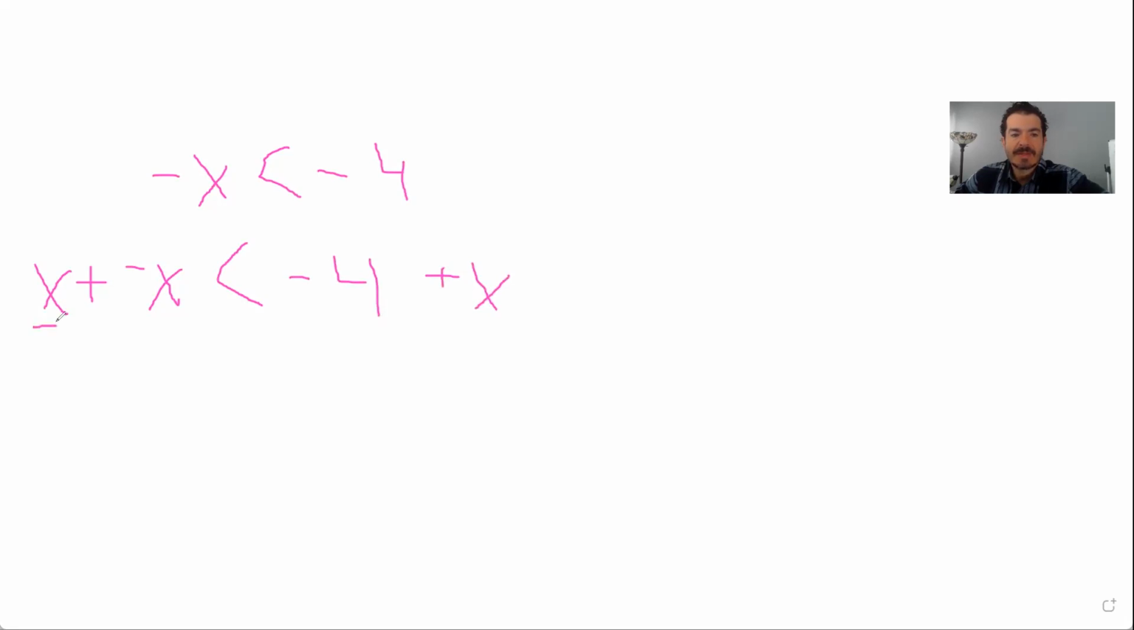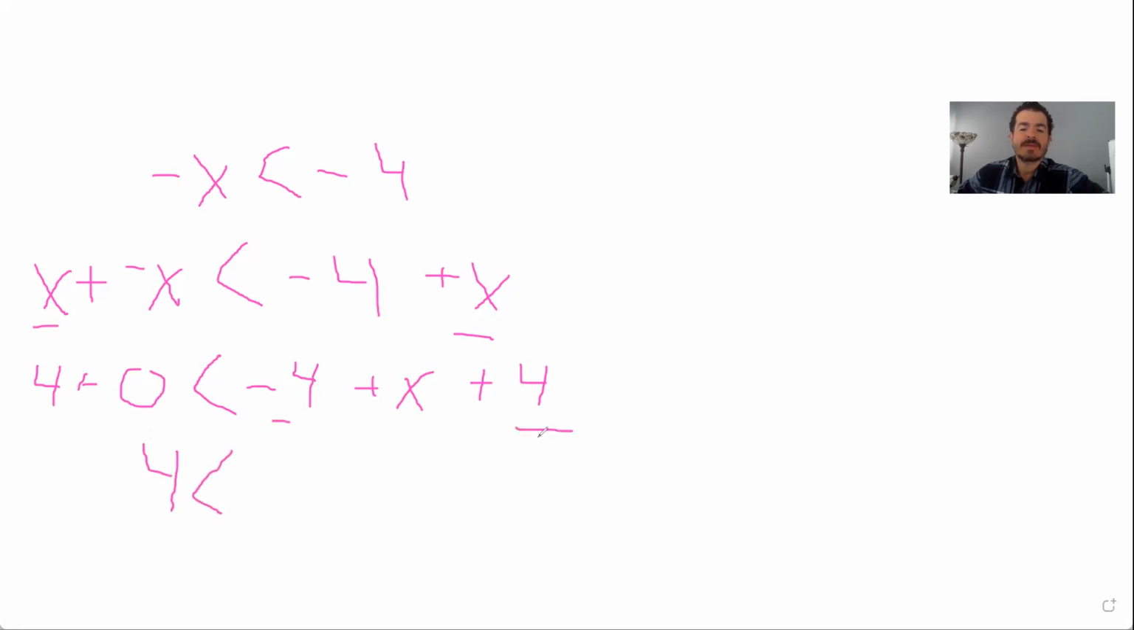So I added a positive x here and I added a positive x here. I used the addition property of equality, or inequality, I guess as the case may be. X plus negative x goes to 0. And now I'm going to use the addition property of equality again, and I'm going to add 4 to both sides to get that variable all by itself. And I'm left with 4 is less than x, because the -4 and the +4 equal out to 0, and I'm left with just x.